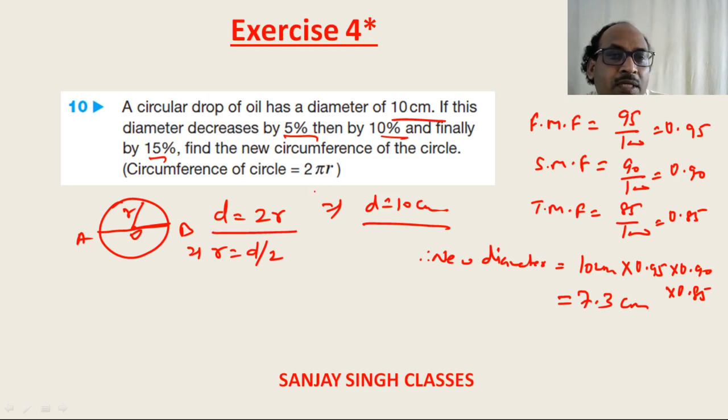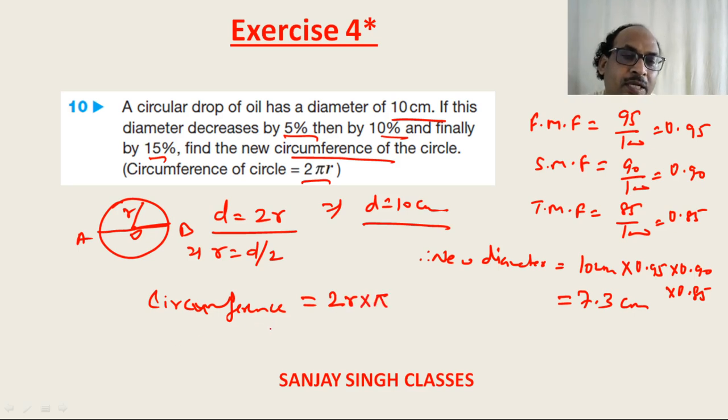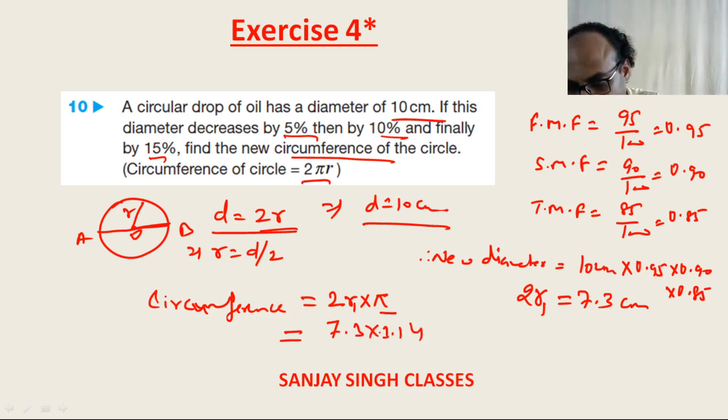Now we need to find the new circumference of the circle, so there is no need to find any R. Why? Because circumference consists of 2R into pi already. So this pi is already available here. Pi is there, 2r is there, where d is equal to 2r only we are going to utilize. So no need to go for finding out radius. So this 2r is actually the new diameter. So 2r1 into pi, then it is 7.3 into 3.14, and it is 22.9 centimeter. So the circumference of the new circle will become 22.9 centimeter.